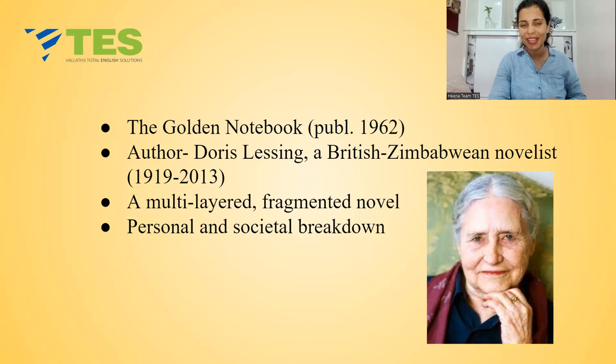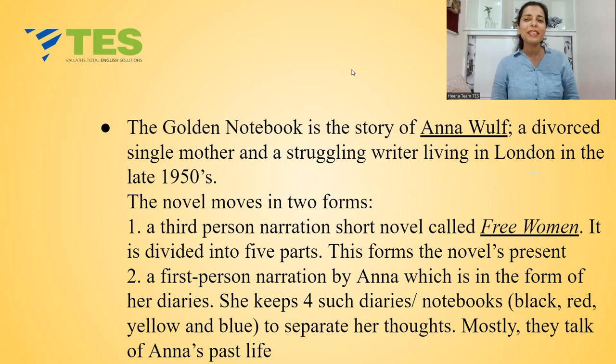Okay, so let's start with the capsule summary of the Golden Notebook. Well, it is the story of Anna Wolf, a divorced single mother and a struggling writer living in London in the late 1950s. Now, this novel moves in two forms. Remember this. The first form is a third-person narration short novel, which is called The Free Women. So, now I will teach you Free Women also here, which is divided into five parts. It is a novel and it's a third-person narration. Okay. And this forms the novel's present. Much love. This Free Women forms the present of the Golden Notebook.